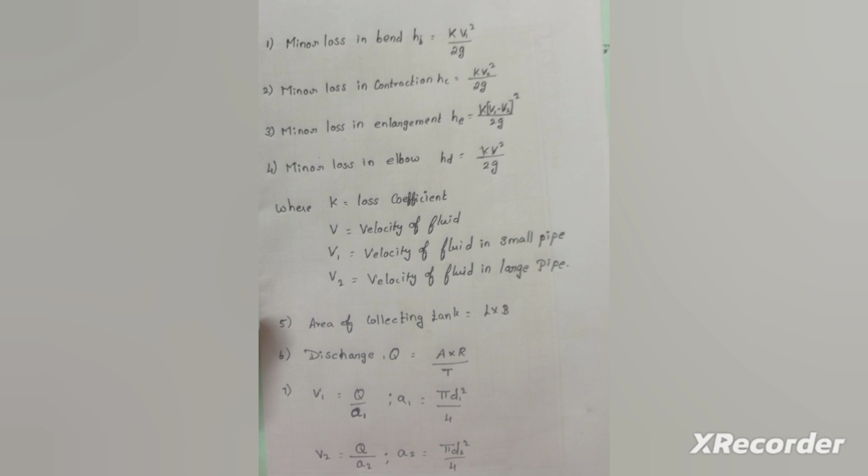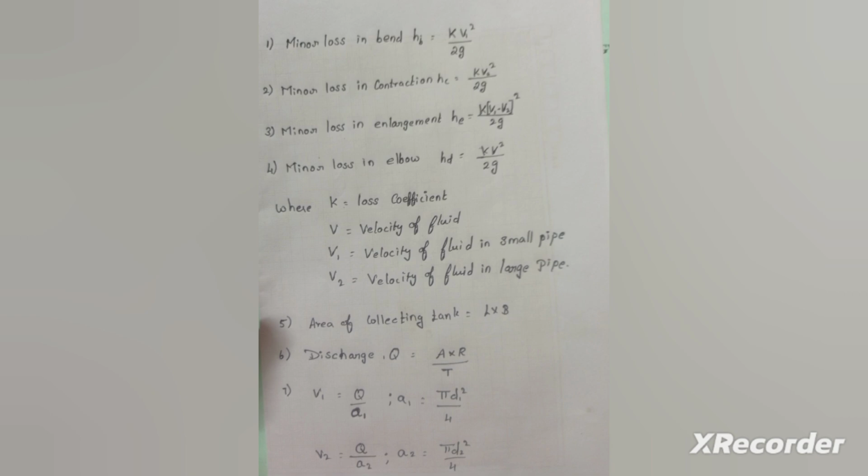The small a1 is considered as the area of the small pipe, and we have to calculate V2, which is the velocity of fluid in the large pipe, through the formula Q divided by A2, where A2 indicates the area of the large pipe. Then we are going to identify the minor loss in bend, which is HB equal to K into V1 square divided by 2G. Here K is the loss coefficient, which is a constant, and G is the acceleration due to gravity in meters per second square.